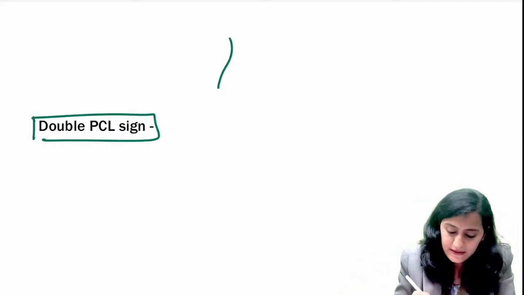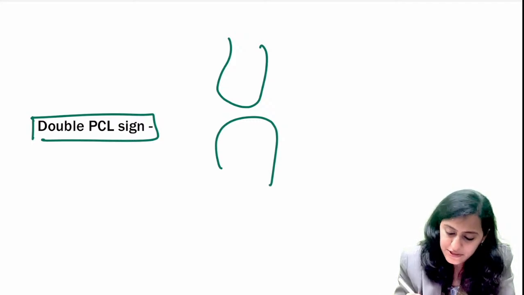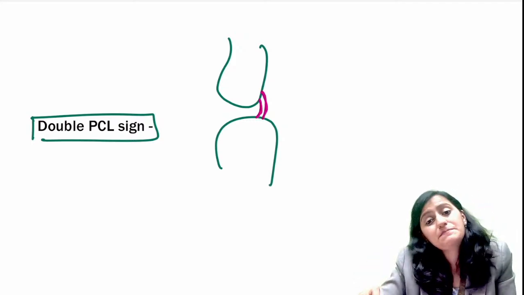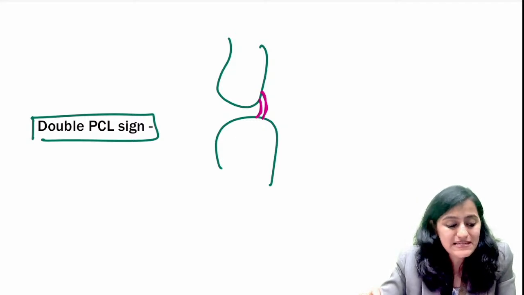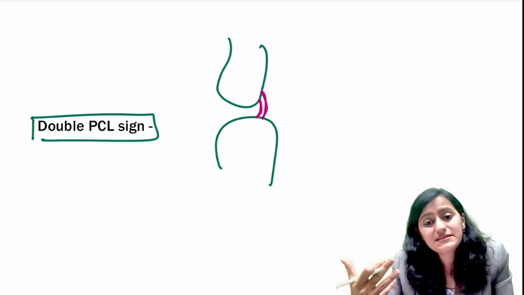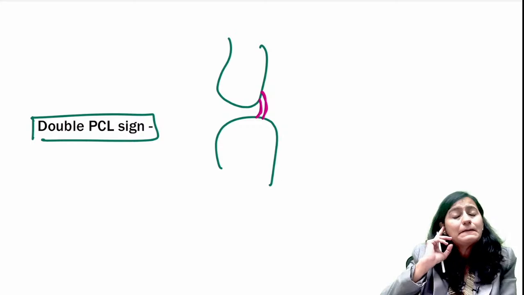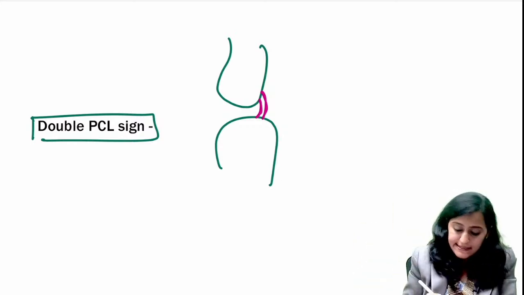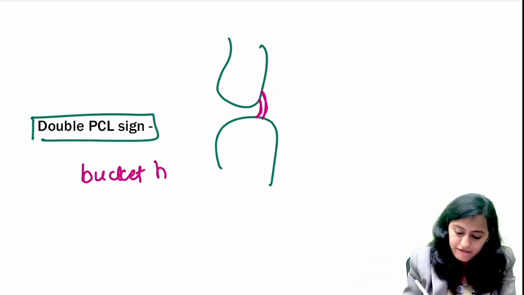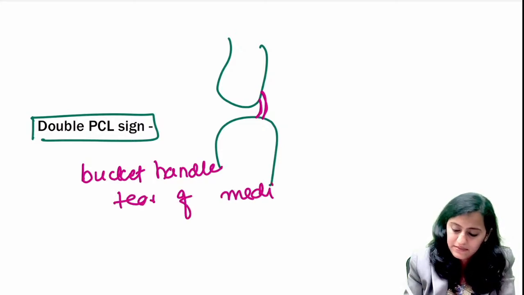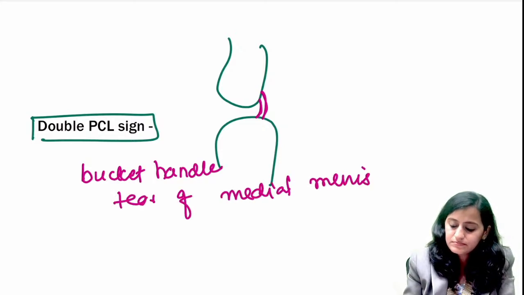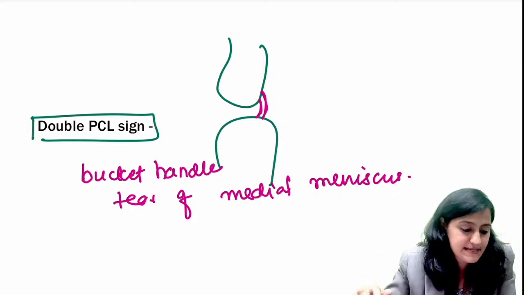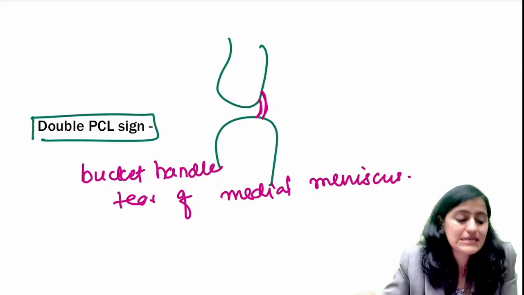Next one, where do you have double PCL sign? If this is the knee MRI, right, you have the PCL here और उसके आगे एक दूसरा PCL जैसा दिखता है तो double PCL दिखता है. The double PCL is basically another PCL-like appearing structure, which is the medial meniscus that has flipped. So the bucket handle tear of medial meniscus. Okay, bucket handle tear of medial meniscus is what gives the double PCL sign. Bucket handle tear of medial meniscus.